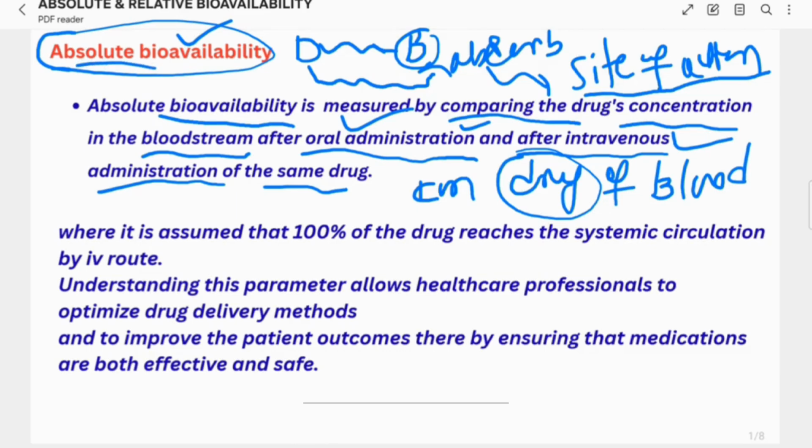Let us assume that 100% of the drug reaches the systemic circulation if it is given through the IV route, because the whole 100% of the drug enters the blood stream.